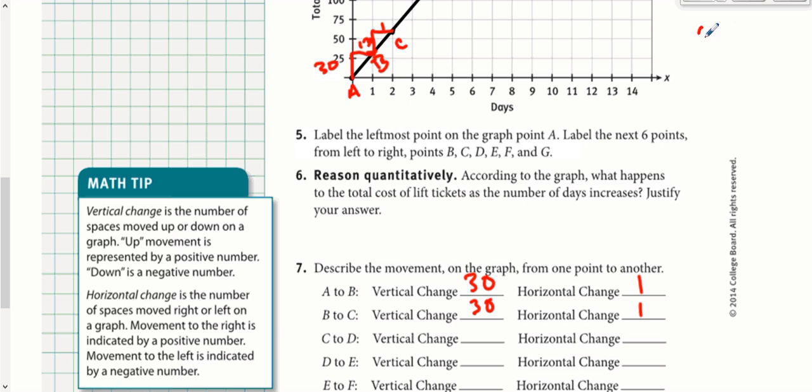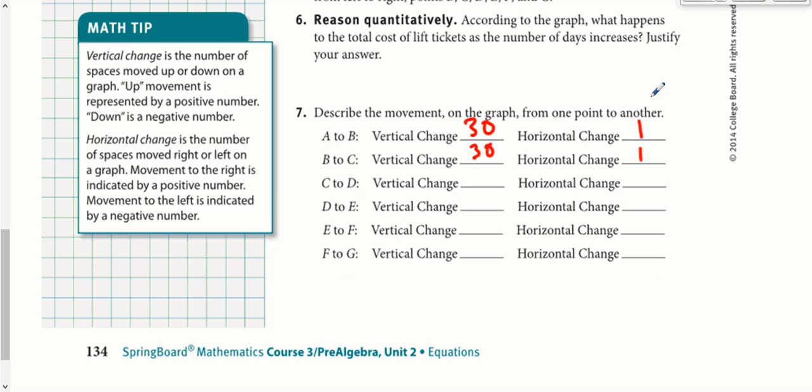Kind of like what we did on the table. On the table, we had 0, 0, 1, 30, and 2, and 60. Going from 0 to 30, that's positive 30. Going from 0 to 1, that's positive 1. Going from 30 to 60, that's still an increase of 30. And going from 1 to 2, that is still an increase of 1. So you should be able to fill out the rest of this table with the same understanding.